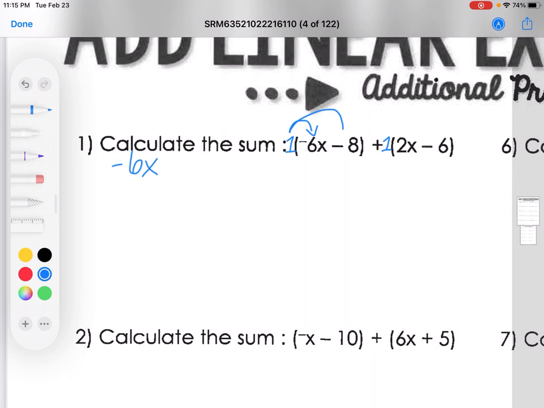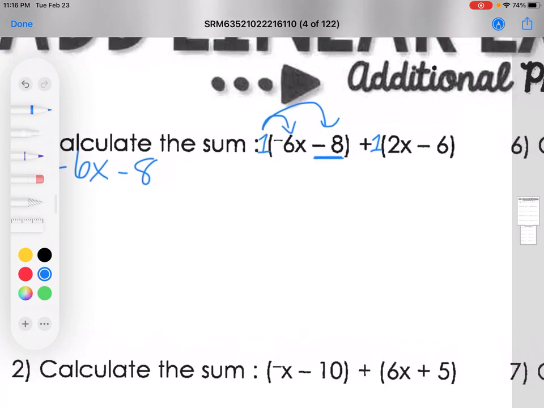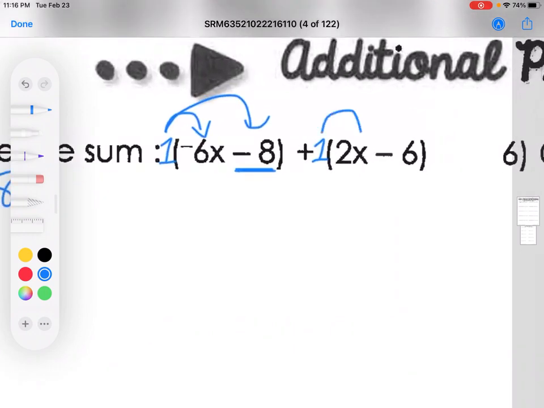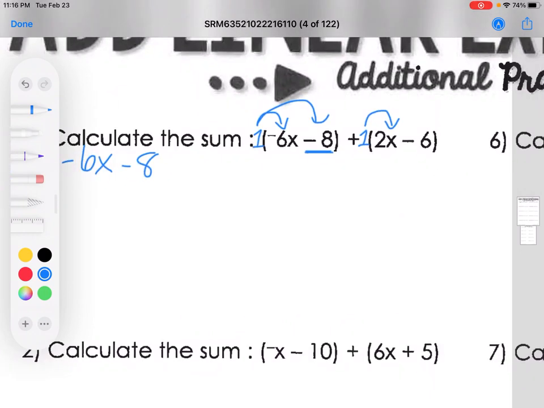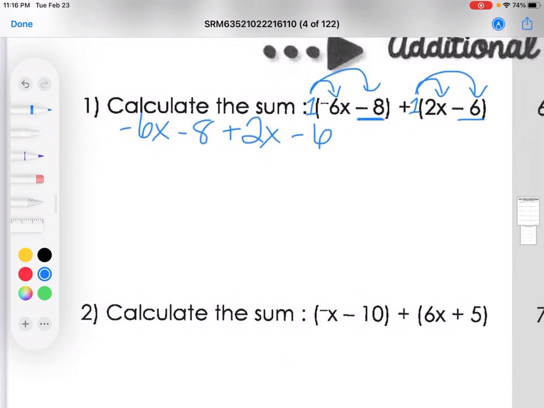And then I have 1 times negative 8. And remember, we always want to use the sign in front. So 1 times negative 8 would be negative 8. And then I want to move to my next set. So I have 1 times 2x, which would be positive 2x. And 1 times negative 6, which would be negative 6. So now I have negative 6x minus 8 plus 2x minus 6.